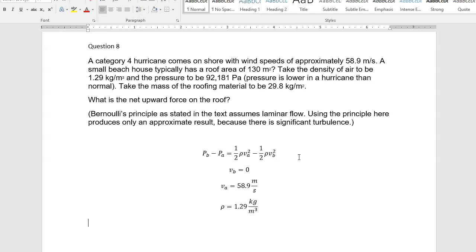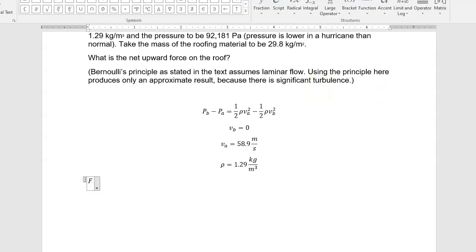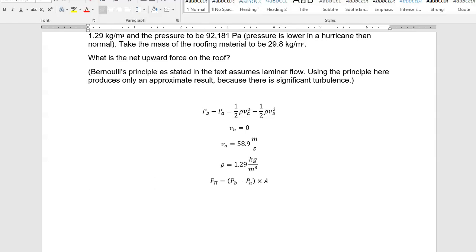Okay, so here's the question then. How do you get at the net force? Well, there are two things involved in the force. One, there's the force due to the hurricane. I'll just call that FH, which is just going to be PB minus PA times the area of the roof. Pressure is force over area. Force is pressure times area. So you can get the force upward on the roof due to the hurricane with this calculation. And we're ignoring nails and bolts and things like that that hold the roof down.